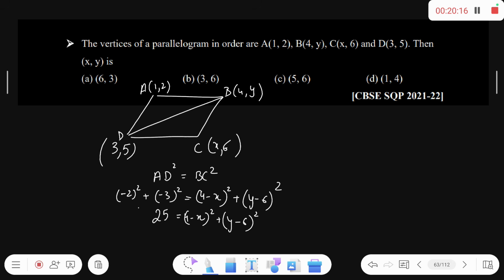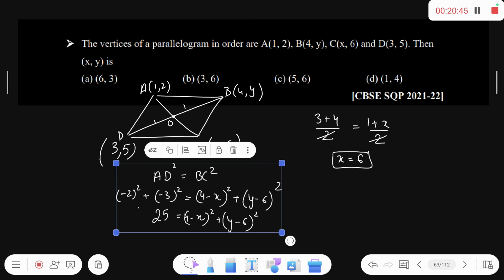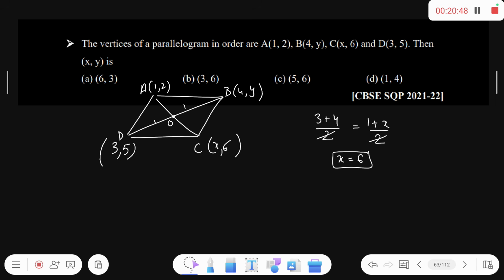or you can say the coordinates, they bisect equally, so point O के coordinates हम दोनों साइड से निकाल लेंगे. It will be a midpoint 1:1, so we can say (3 plus 4) by 2 is equal to (1 plus x) by 2. So 2 से 2 cancel, 3 plus 4 is 7, 7 minus 1 is 6. So x is 6. Use directly this instead of this. This will be easy.